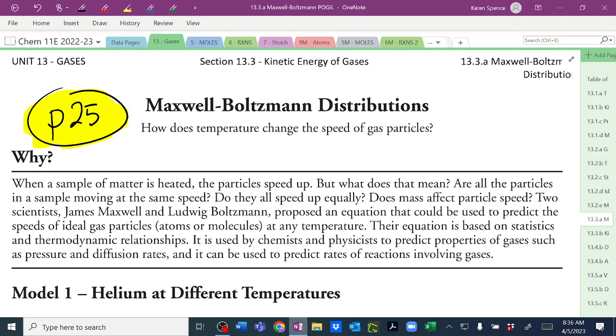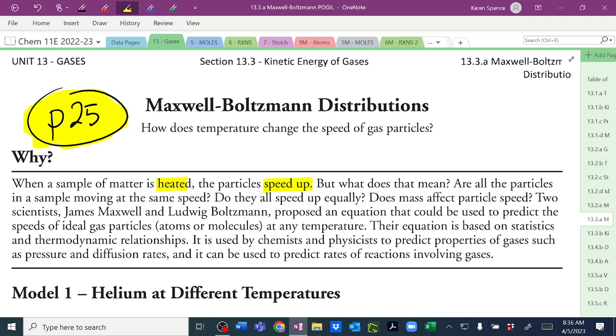When a sample of matter is heated, the particles speed up. I think we all knew that, hopefully. But what does that mean? Are all the particles in a sample moving at the same speed? Do they all speed up equally? Does the mass of the particles affect the particle speed?